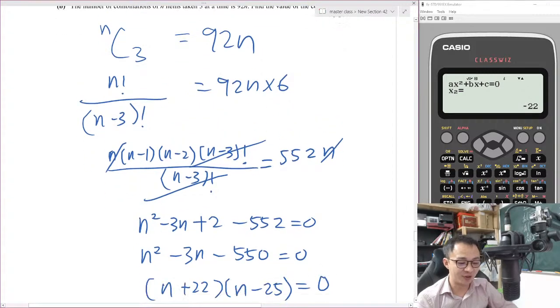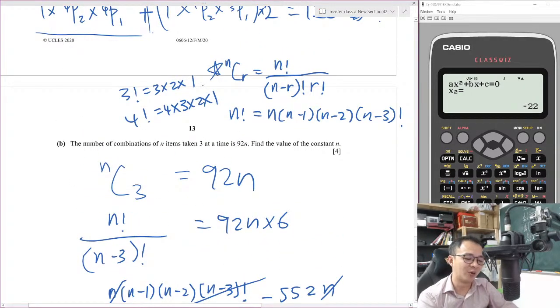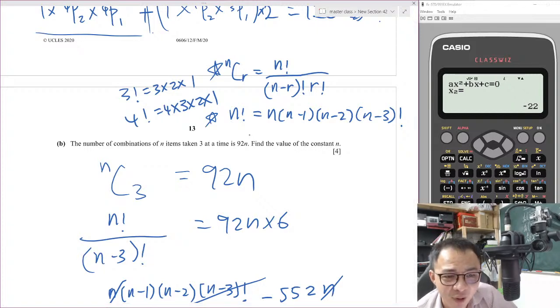Yeah, this is how you solve this kind of question. There's some information you need to know and understand, which is the formula for nCr. The nCr formula is given at the very first page, but expanding the n factorial is something you need to understand yourself.